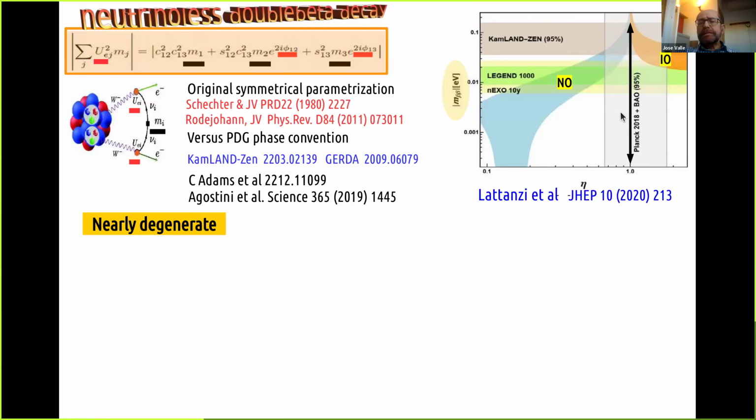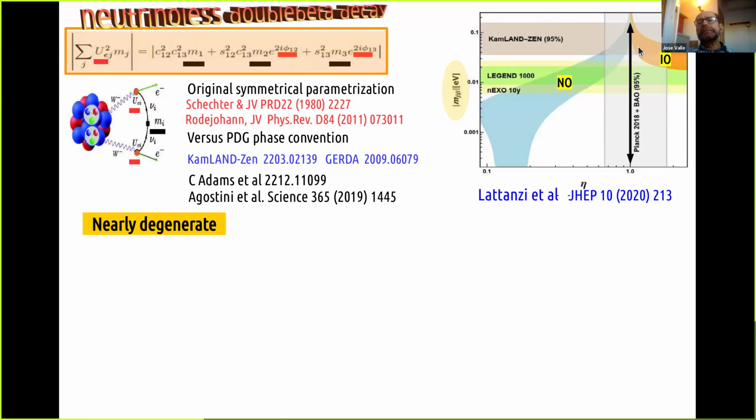So that this situation is ruled out. Moreover, cosmology rules out a much broader vertical band around this point, which is indicated here by the band, so that altogether near degeneracy of the Majorana neutrinos is severely disfavored by current observation.